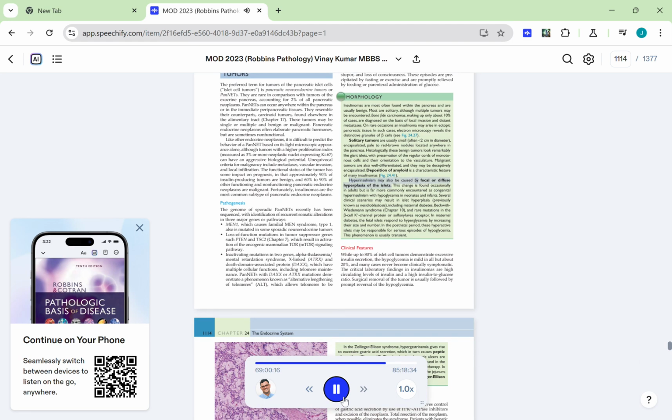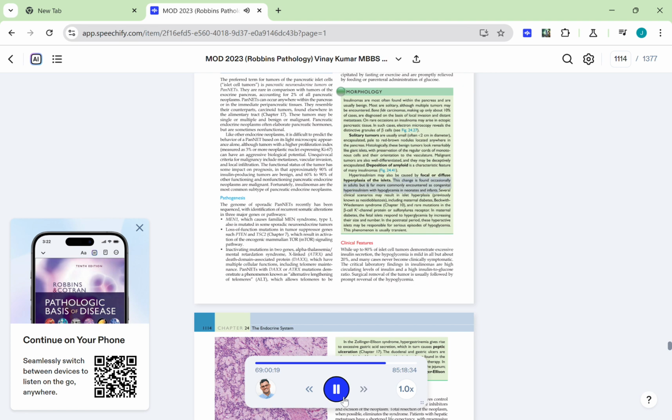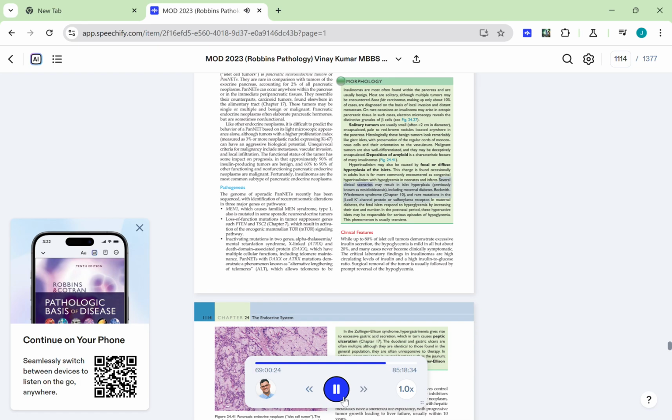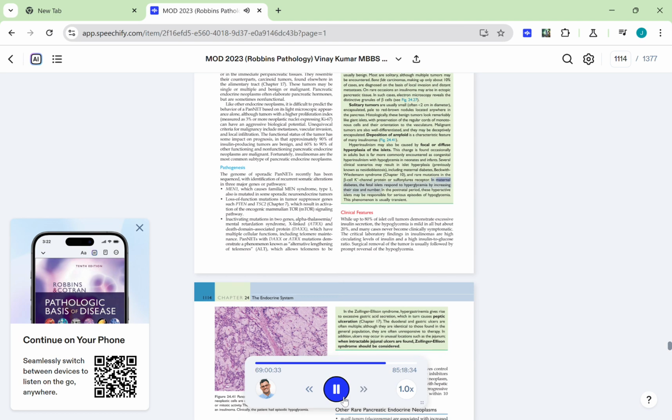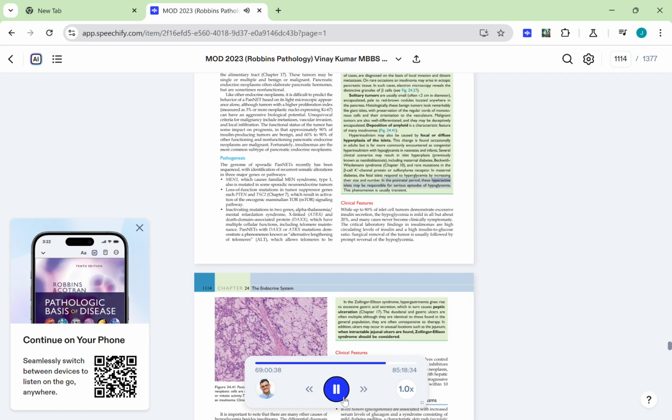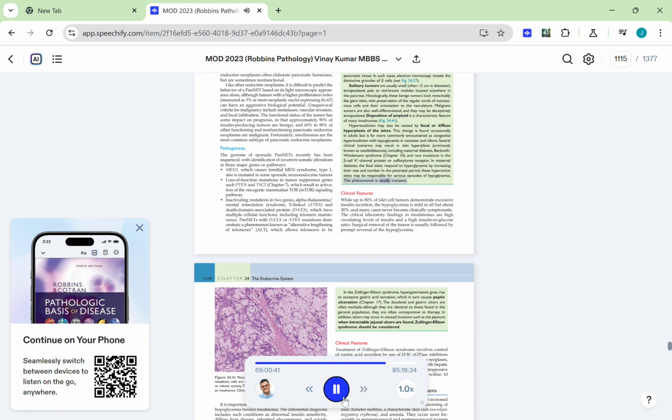Hyperinsulinism may also be caused by focal or diffuse hyperplasia of the islets. This change is found occasionally in adults but is far more commonly encountered as congenital hyperinsulinism, hypoglycemia in neonates and infants. Several clinical scenarios may result in islet hyperplasia, including maternal diabetes, Beckwith-Wiedemann syndrome, and rare mutations in the beta cell K-channel protein or sulfonylurea receptor. In maternal diabetes, the fetal islets respond to hyperglycemia by increasing their size and number. In the postnatal period, these hyperactive islets may be responsible for serious episodes of hypoglycemia. This phenomenon is usually transient.